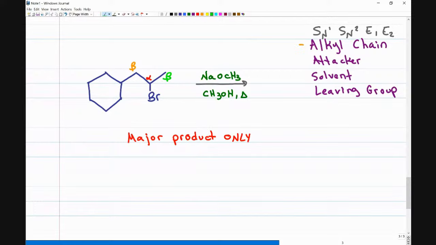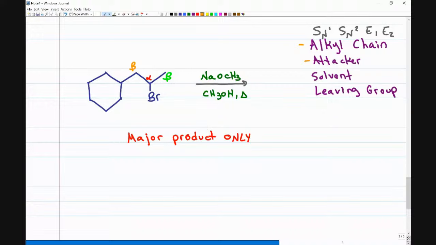Okay, so the alkyl chain just told us that the reaction can take place. Not much help. Let's move on over to the attacker. What is the attacker in this situation? So I'm looking for what specifically the attacker is. And is the attacker strong or weak? Meaning, is it neutral or does it carry a burden of charge?